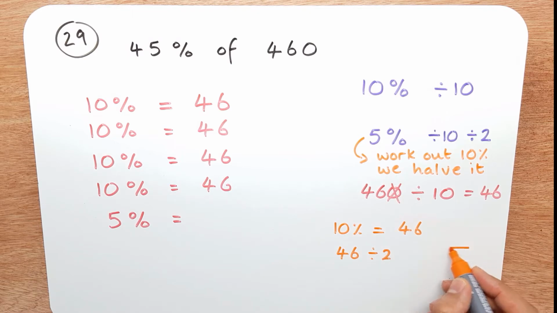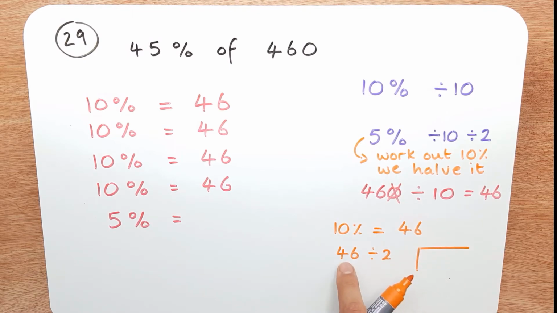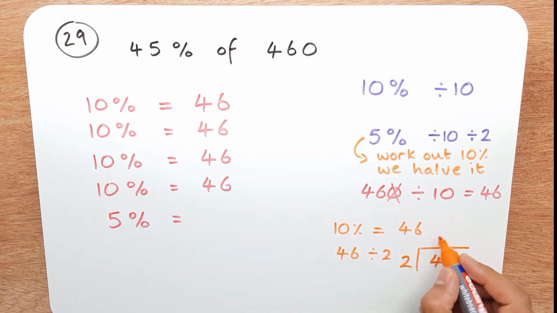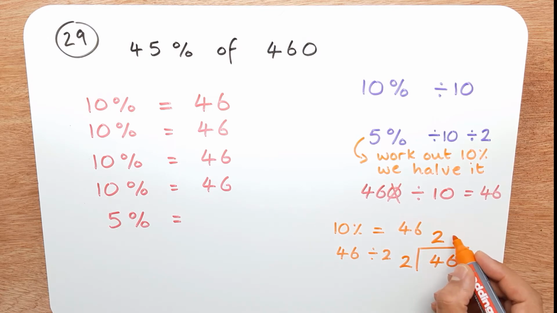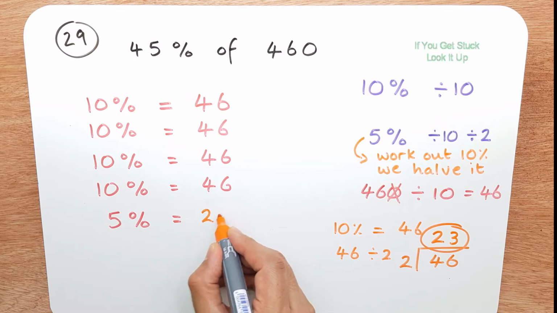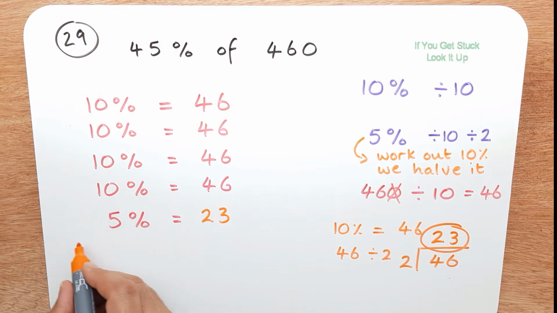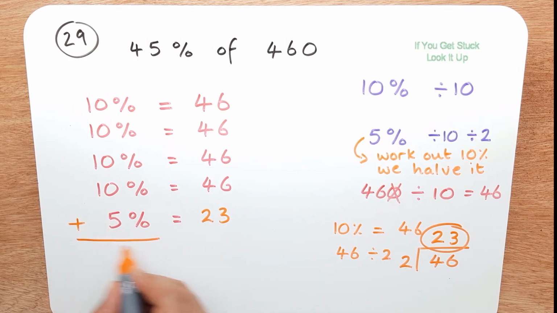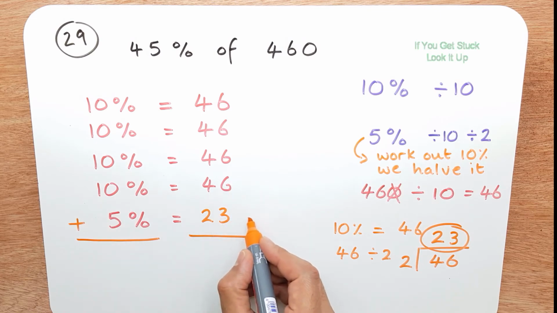Let's use the bus shelter. 46 goes inside and 2 goes outside. How many 2's in 4? 2. How many 2's in 6? 3. So our answer is 23. So 5% is 23. Now we simply add all these together.